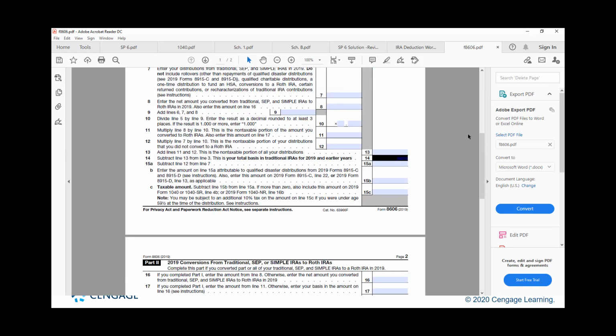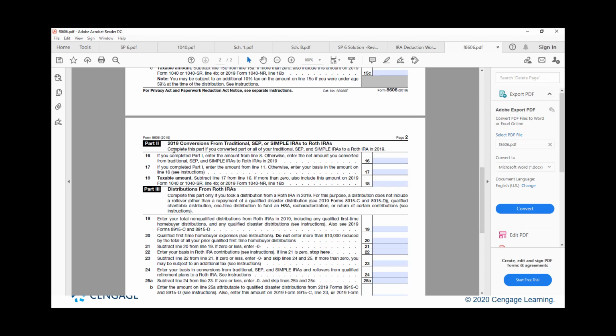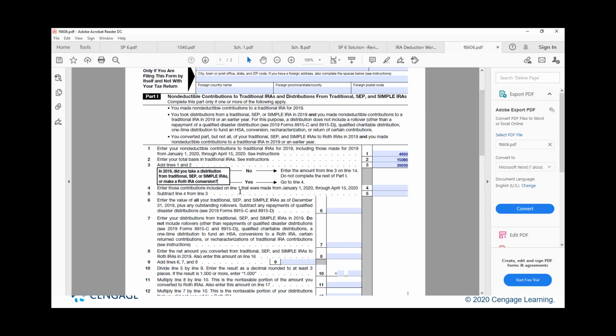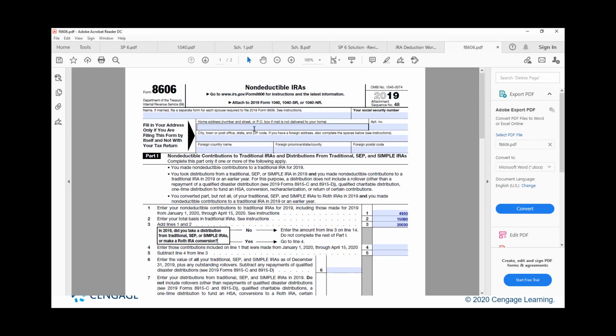Do we have to do the other parts? It doesn't relate to us for this sample problem. Part 2 is 2019 conversions from traditional, SEP, or SIMPLE IRA to Roth IRAs. That doesn't apply. Part 3, distributions from Roth IRAs, meaning we get money out of our plan from the Roth IRA. Nope. So that's it. Be sure to fill out name, Social Security number, and other information.